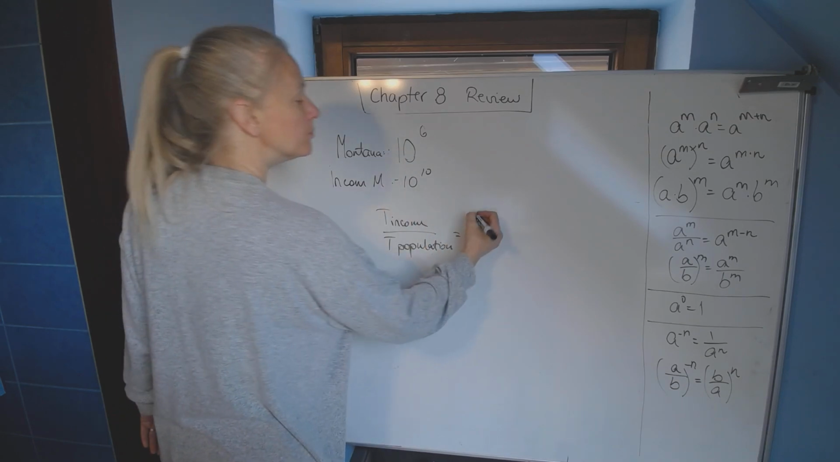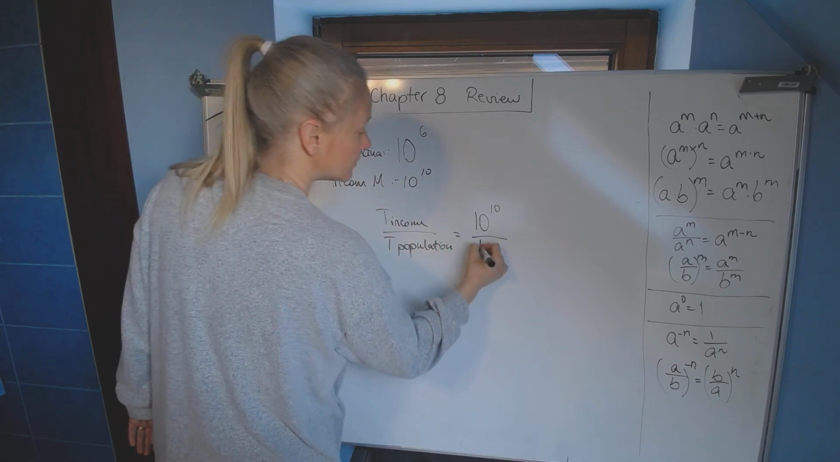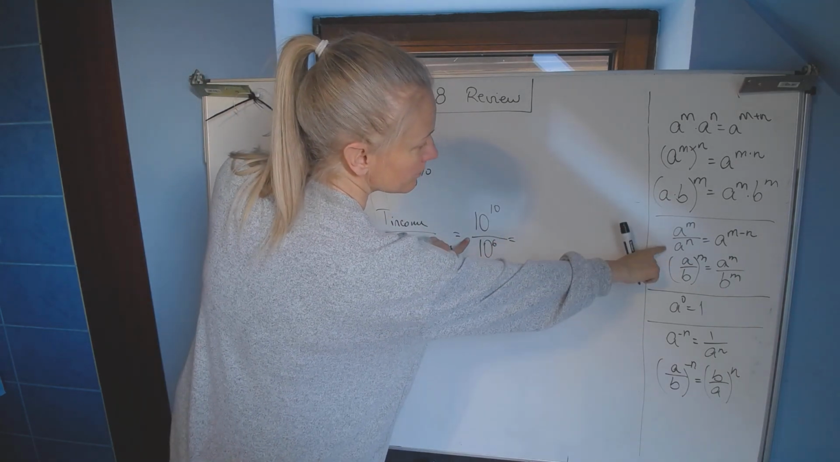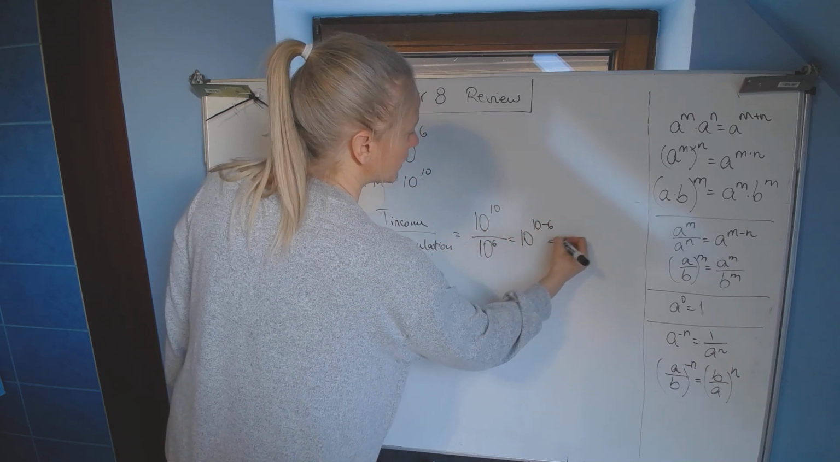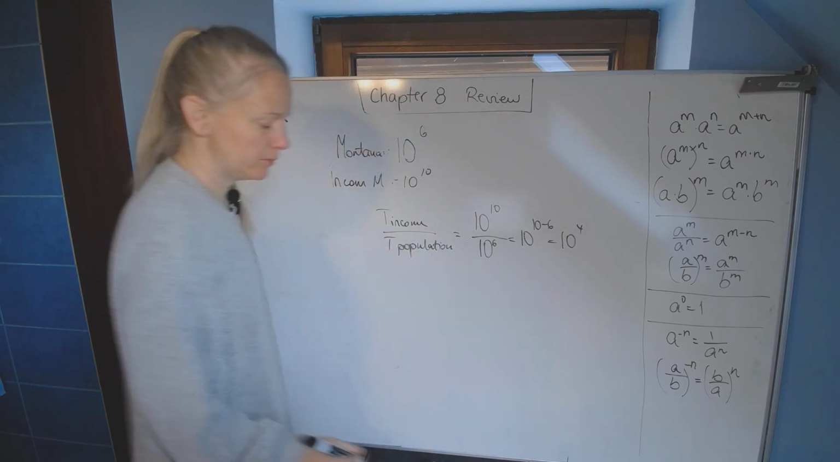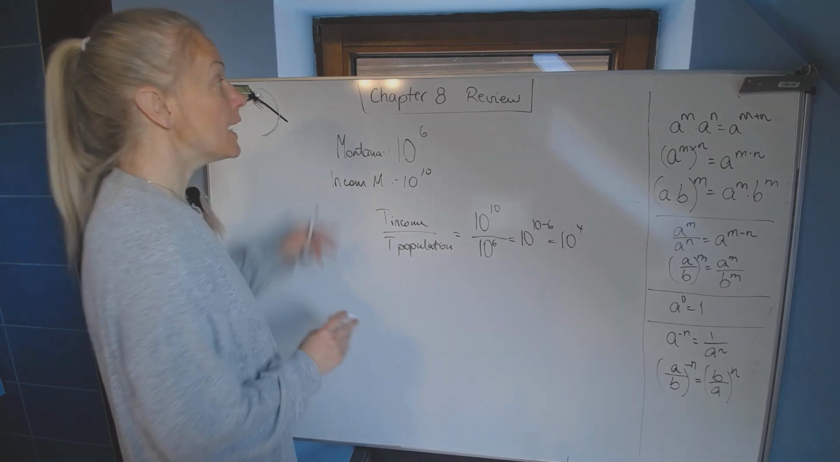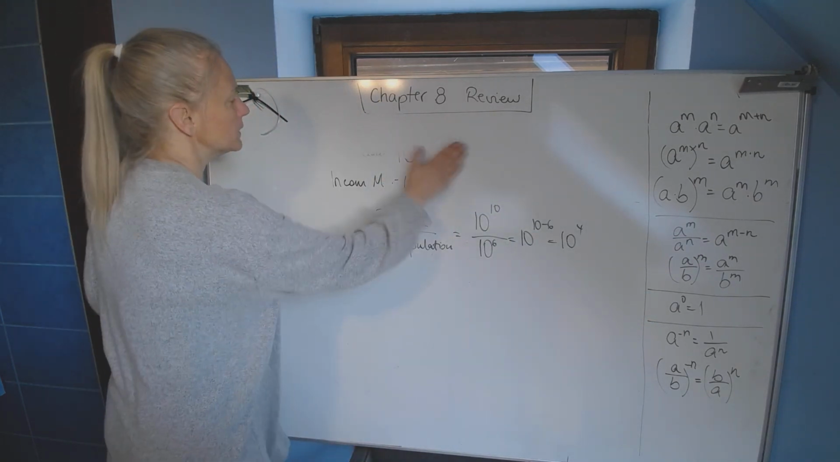The total income, 10 to the 10th. Total population, 10 to the 6th. Same base, which means I'm going to subtract the exponent, 10 minus 6, or 10 to the 4th would be the answer for 8.2. Okay? And 8.2 dealt with the quotient problems or rules.